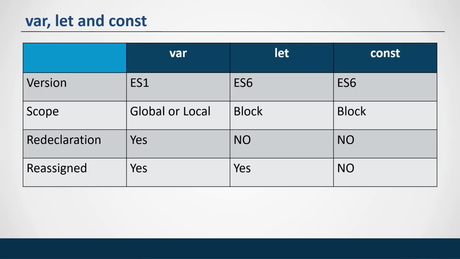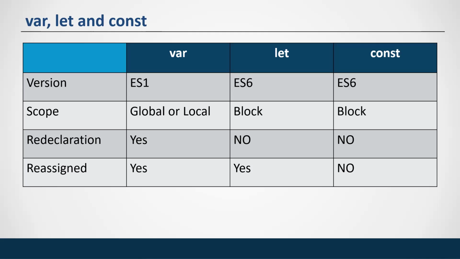So var, let, and constant. Number one, version. Var was introduced in the first version, whereas let and constants were introduced in ES6, some of the latest versions. Next, scope: var has global scope and local scope, whereas let is block scope, and constants are also block scope. Maybe you'll get the question, what is a block scope?